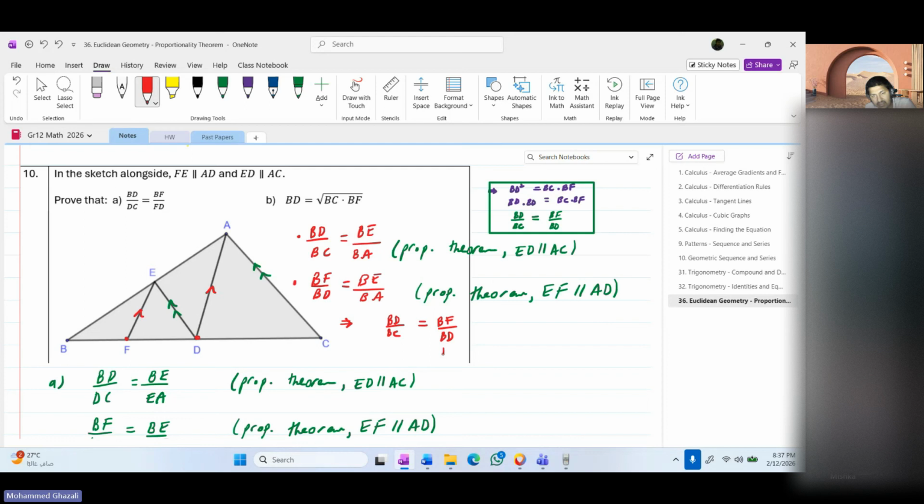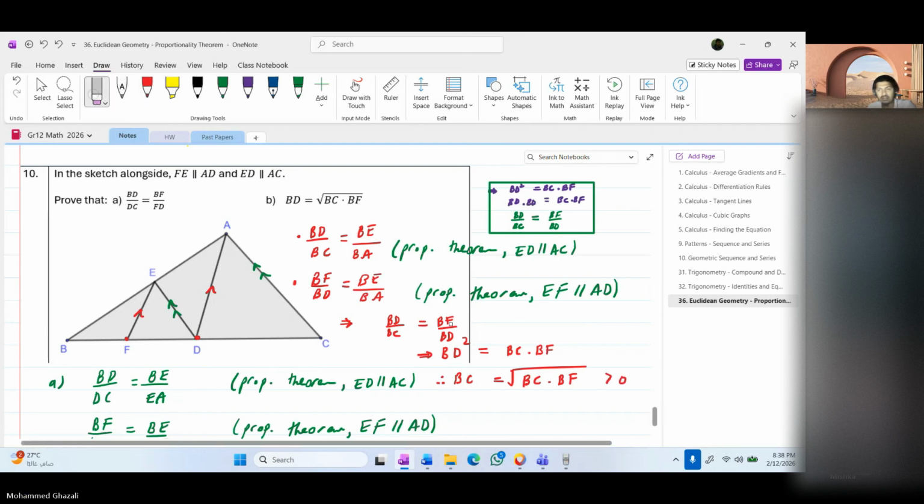Now, if you cross multiply, you get BD squared is equal to BC times BF, right? And now if you square root both sides, you're going to get BD equals the square root of BC times BF. Why don't we say plus or minus? We don't say plus minus square root because we are working with distances. Distances are all positive, right? BD has to be greater than 0. Anyways, we have proved it, okay?